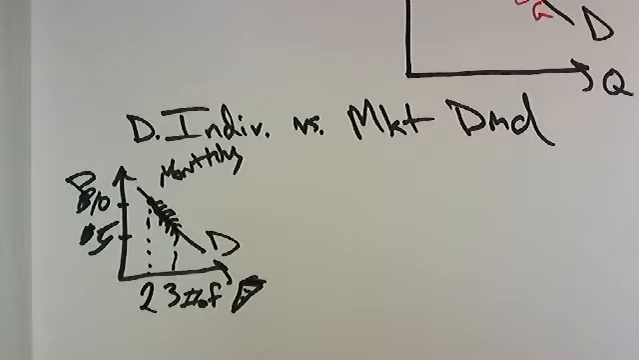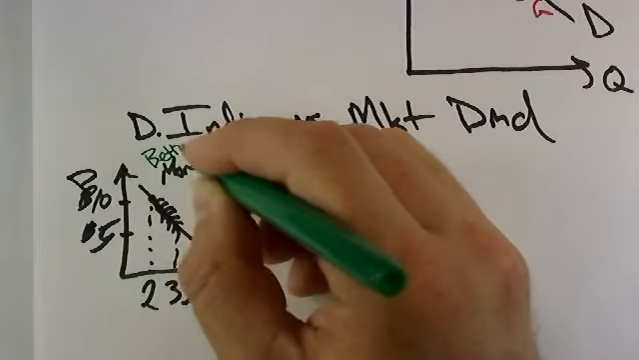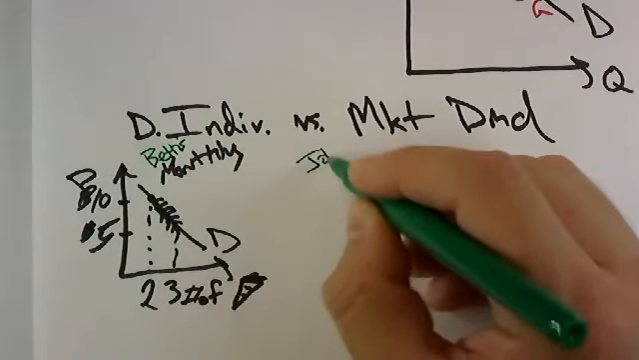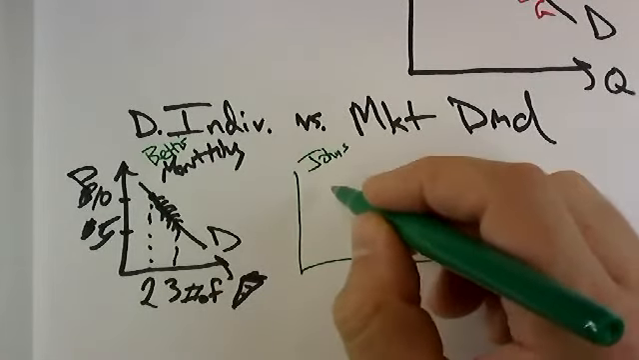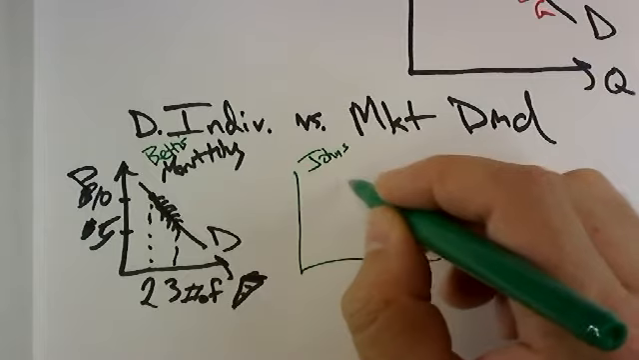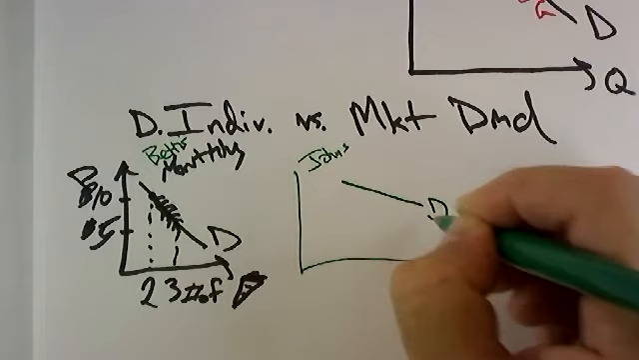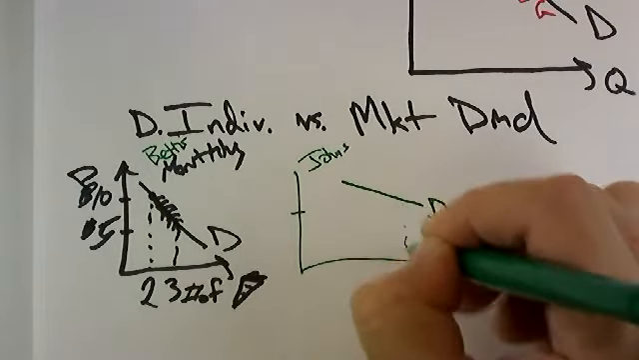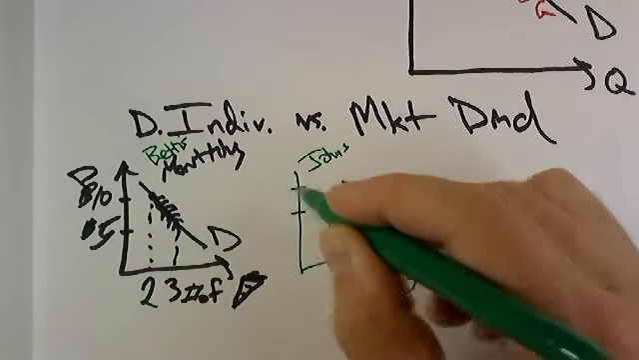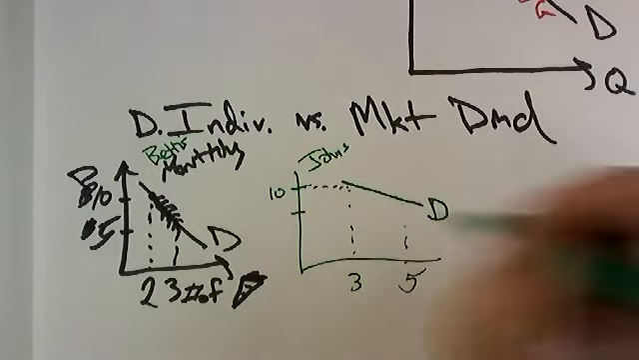So we each have these individual demand curves. This is going to be Beth's. And then we're also going to have John's. And maybe John is a little less sensitive to the price. And so John is going to have a demand curve that looks something like this. At $5, John's going to have 5. And at $10, John's going to have 3 or something.